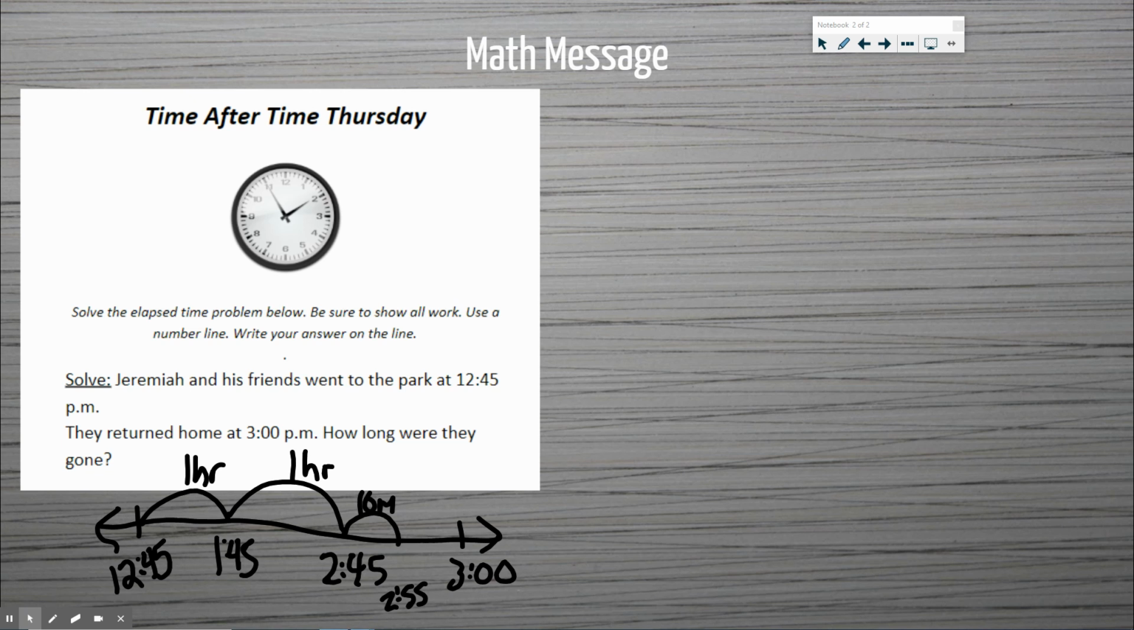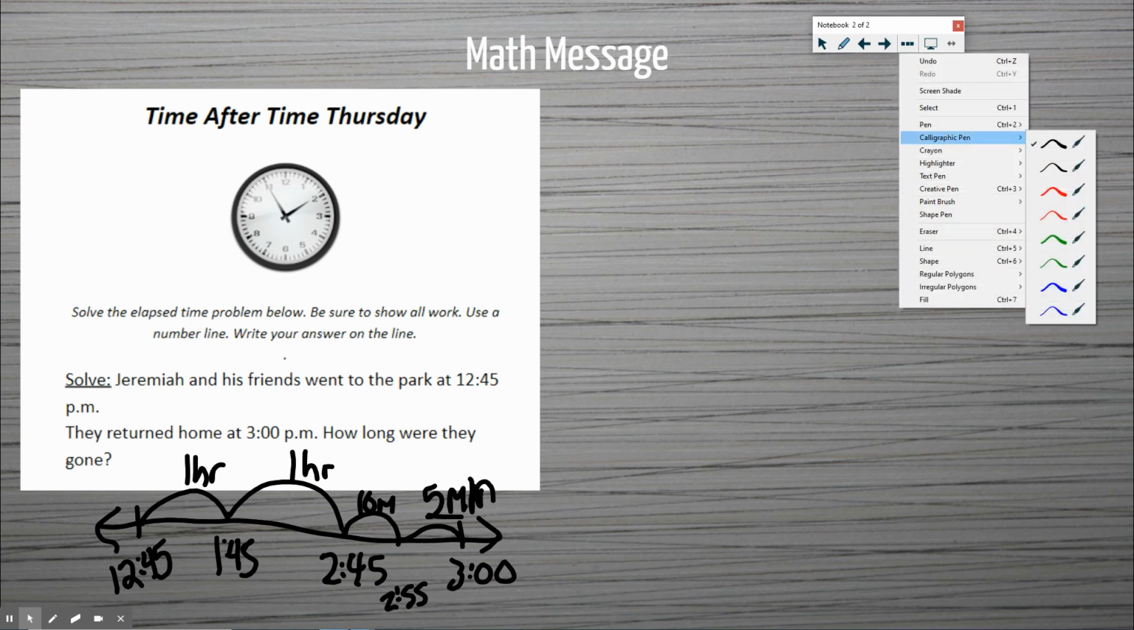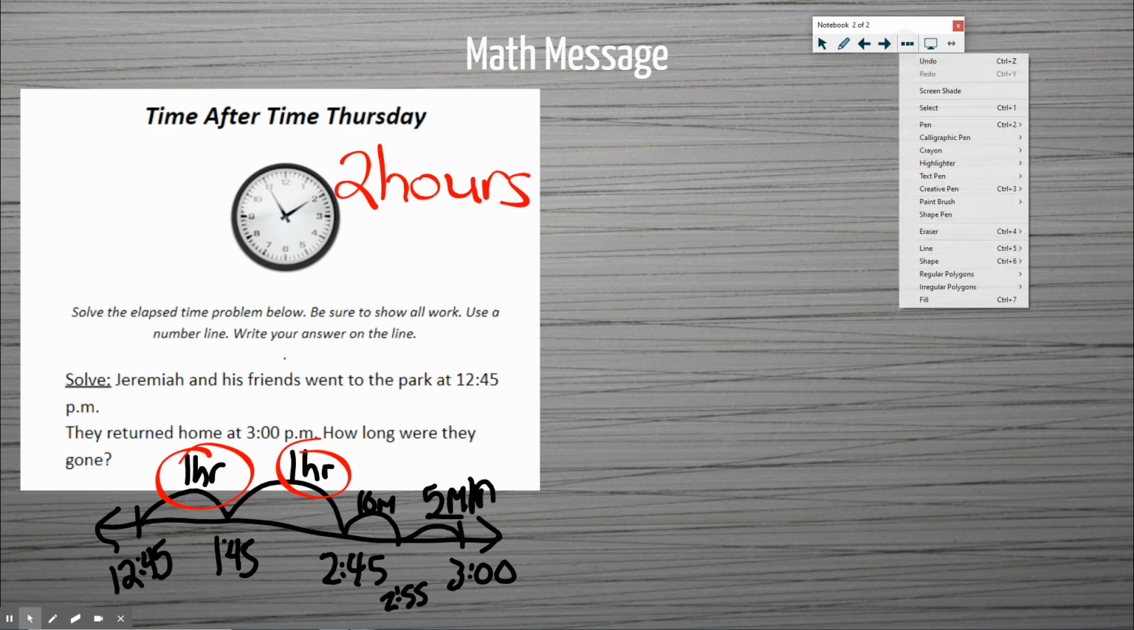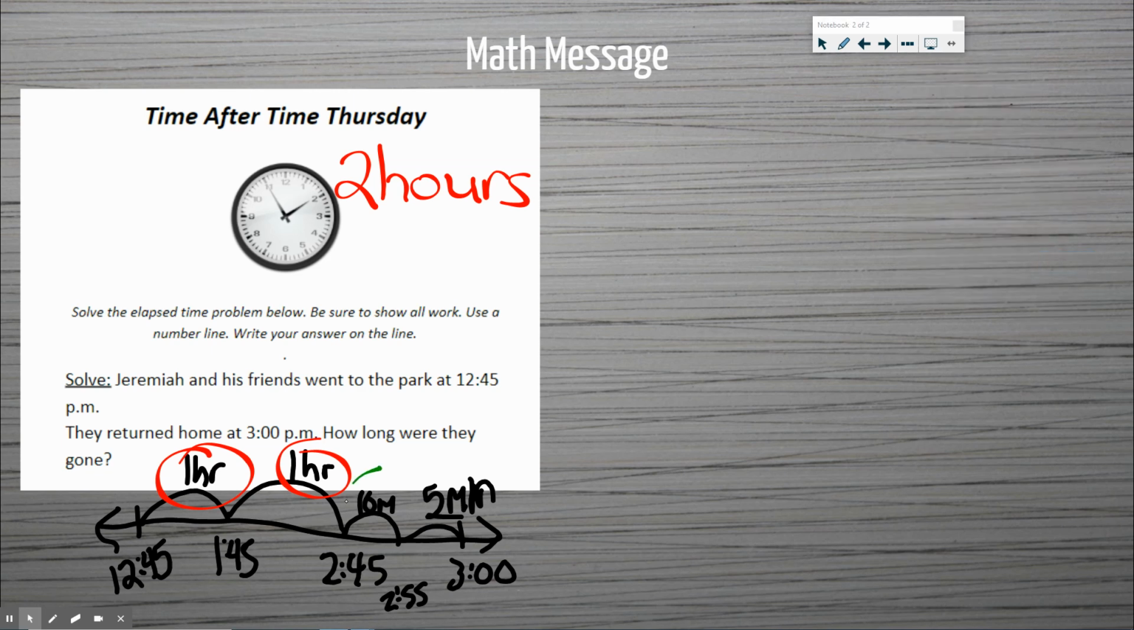So this is 10 minutes. I can't go another 10 minutes, so I'm going to do a jump of 5 minutes. 2:55 to 3 o'clock is just 5 minutes. So then I have to go through and find out how many hours they were gone, and we would say 2 hours. Then we have to find out how many minutes. So we've got 10 and 5, so 15 minutes. 2 hours and 15 minutes.